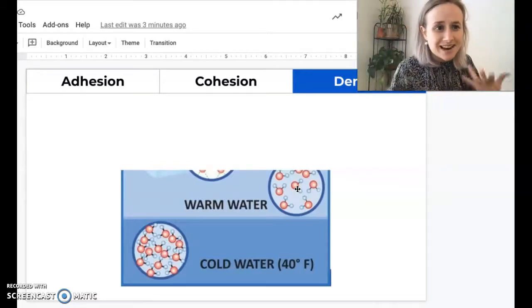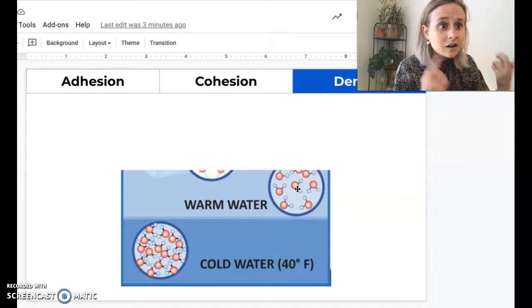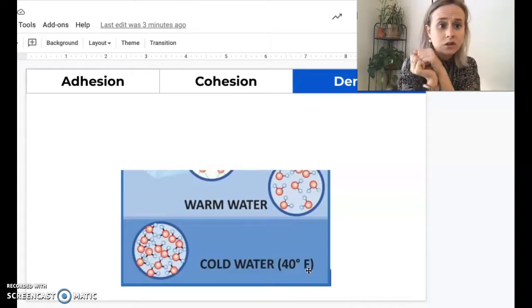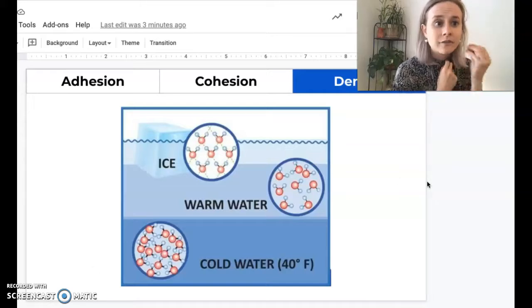So where would you expect ice to be the coldest? Logically, we'd think, okay, ice, it's super cold. The molecules should be really close together, so it would be really dense. And that's what happens with some substances, but not water. Ice actually floats. And that's because, again, water is a polar molecule.